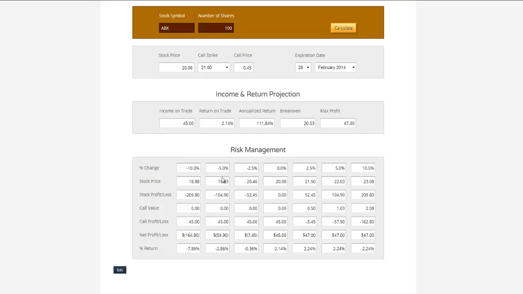And if it drops 5%, we'll only lose 2.86%. So that's also the advantage in this strategy. I mean, you have to realize how big a 5% move is in the next 7 or 8 days, and how big a 5% move on the upside is in the next 7 or 8 days. It doesn't happen that often.